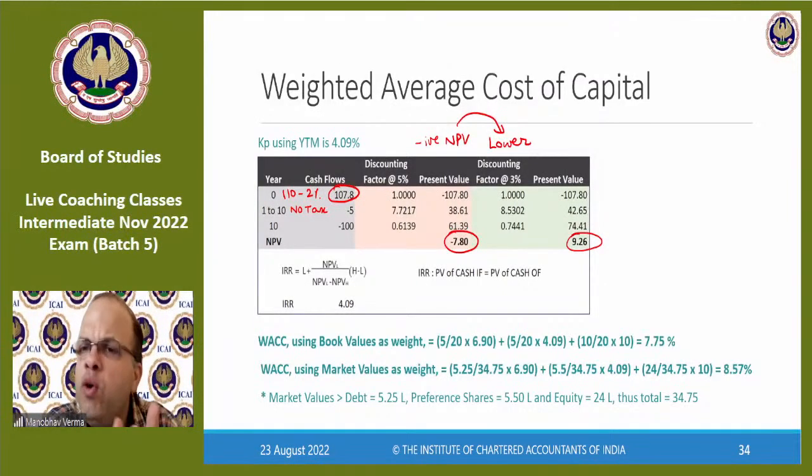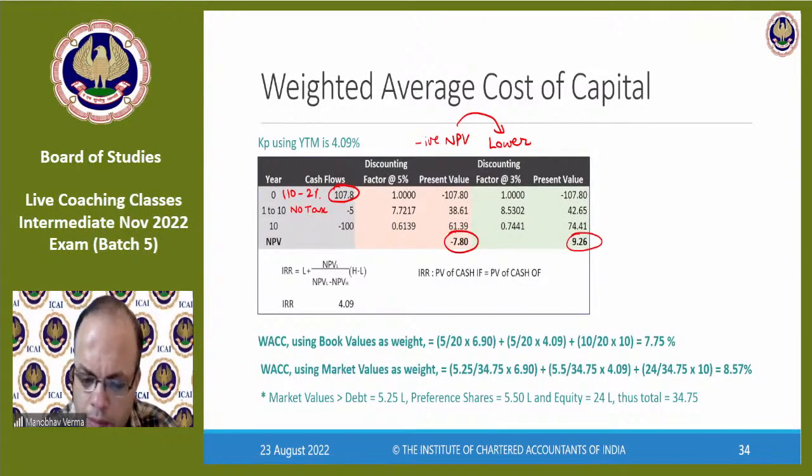So the same formula for IRR and you get 4.09. If some of you are getting 4.07, 4.12, that's okay. I'm again repeating, because of rounding off, because of the calculation, there is a slight difference in the answer. That's absolutely fine, guys. No one is going to penalize for this.